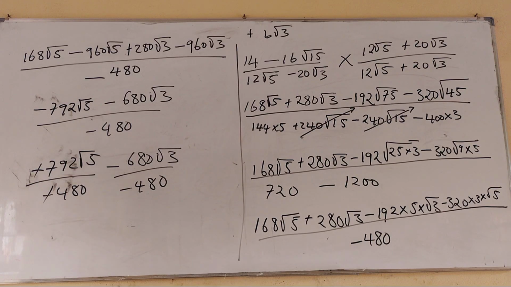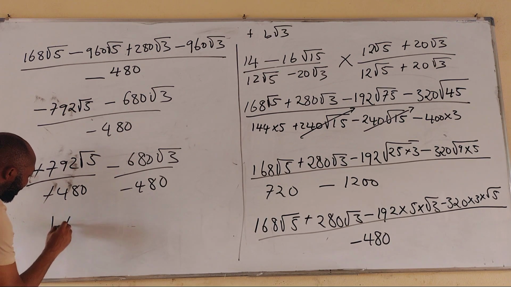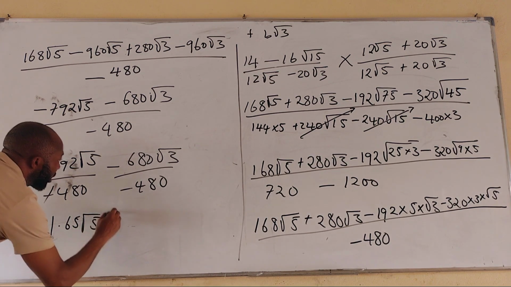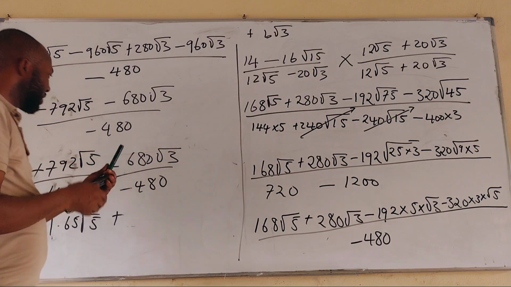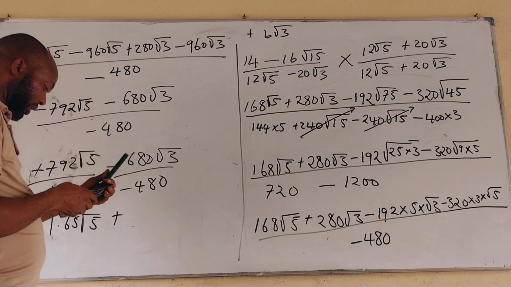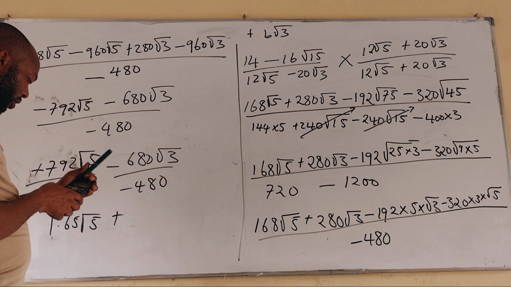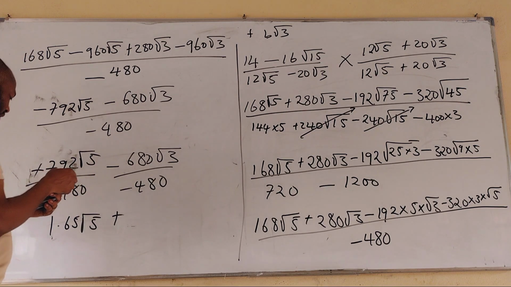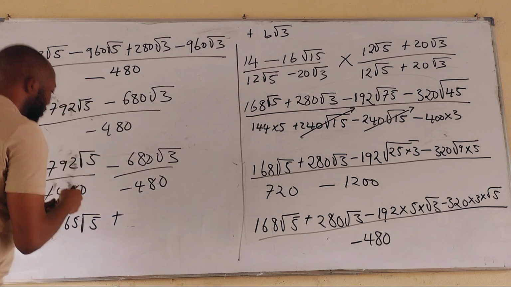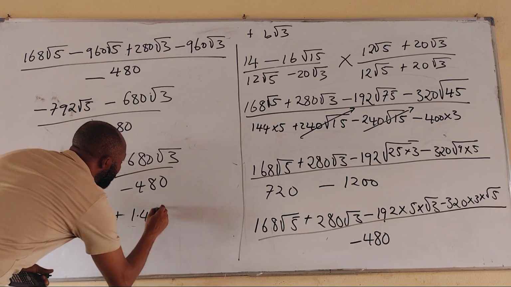Now, 792 divided by 480. It's 1.65. So I can have 1.65 root 5 plus this divided by this, 680 divided by 480, which is 1.4. Let's just take it as 1.42 root 3.